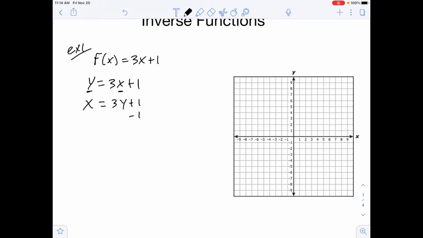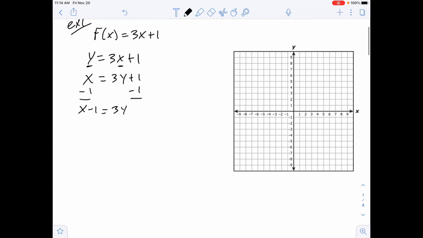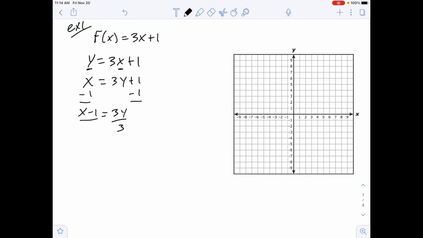So in that case, I would go ahead and subtract the 1 here. And I get x minus 1 is equal to 3y. And then, of course, I'm just going to go ahead and divide both sides by 3. I'm just going to write it this way. y is equal to 1/3 x minus 1/3, because I have x over 3 and then negative 1 over 3. So I'm just going to write it as a fraction like that. So this is the inverse, which we'll write this way: f inverse of x in function notation is 1/3 x minus 1/3.